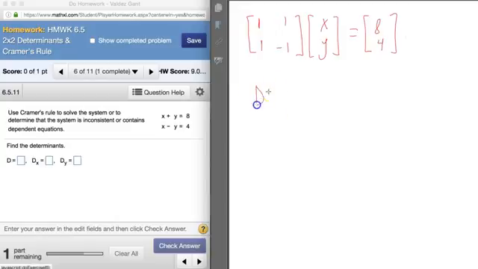So, of course, D is just going to be the determinant of the coefficient matrix, which will just be this. And, of course, 1 times negative 1 is a negative 1 minus 1 times 1, which is 1. So that gives us a negative 2. So we know definitely the system is not going to be inconsistent.